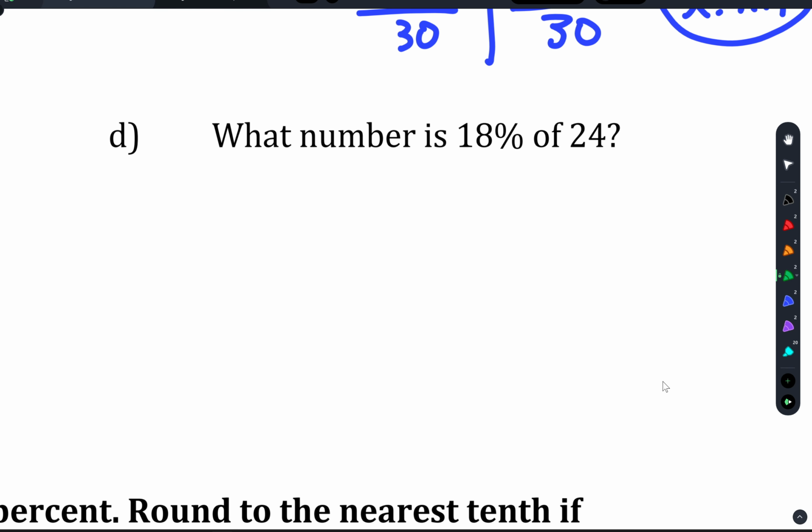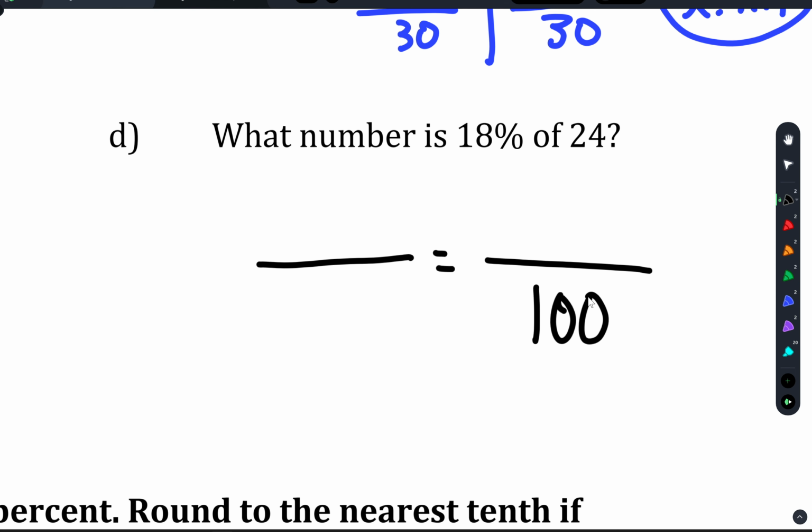Letter D. What number is 18% of 24? Help me set this up. I know something goes somewhere. What do I know? What's the easy one? Cody. 100 in the bottom right. What else? What am I looking for, Cody? 18 goes over the 100. I see the 18%. What else?